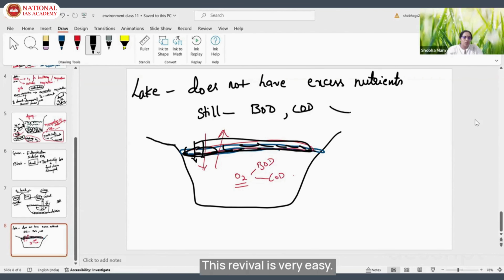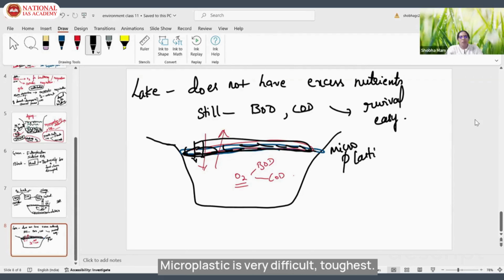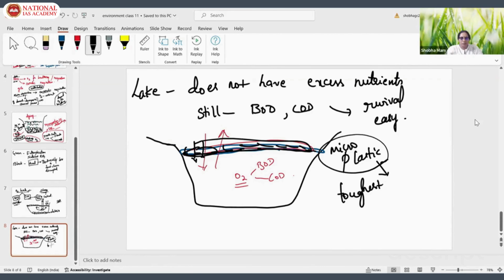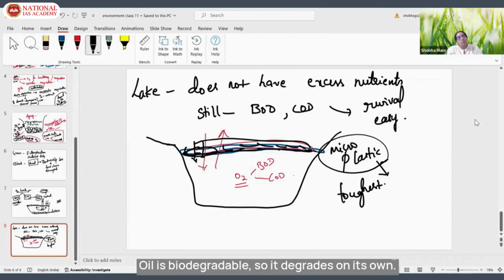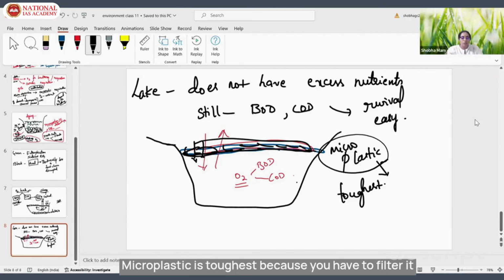Revival is very easy, unless it is microplastic. Microplastic is very difficult, the toughest. Oil is biodegradable, so it degrades on its own. Microorganisms eat oil, so you just spray microorganisms and they clear it. If weeds have grown, you can remove them physically. Microplastic is toughest because you have to filter it with a fine filter, which is very difficult.